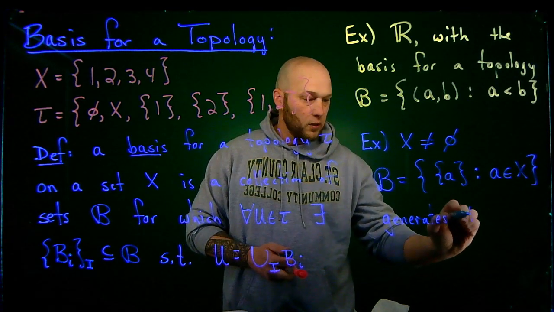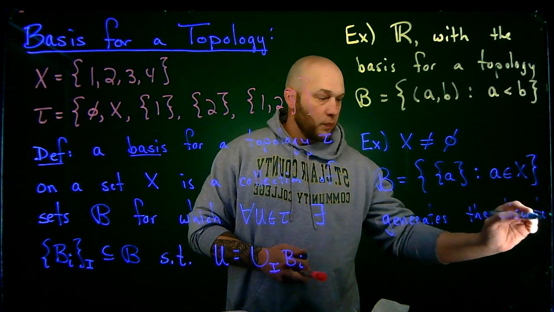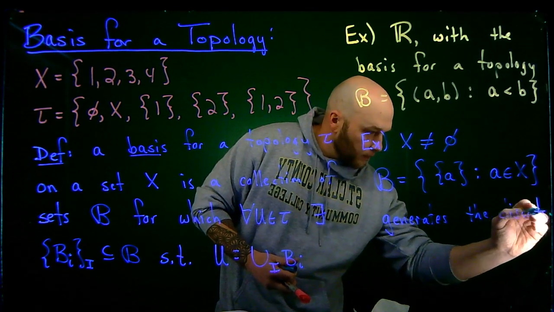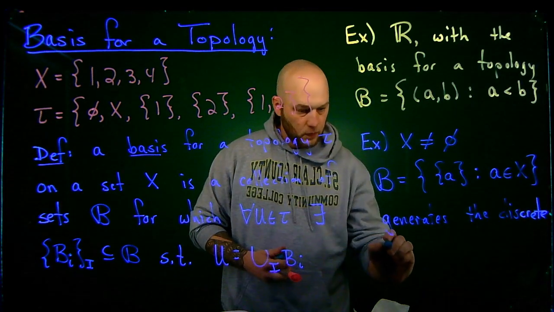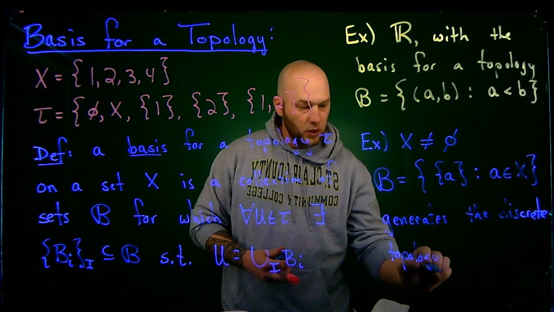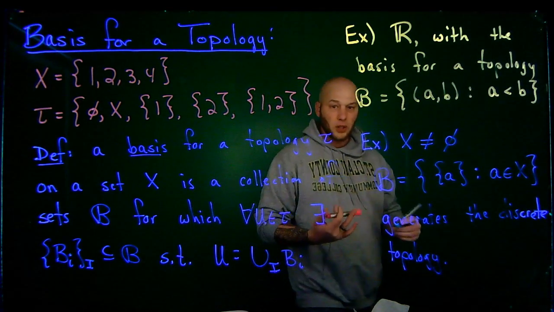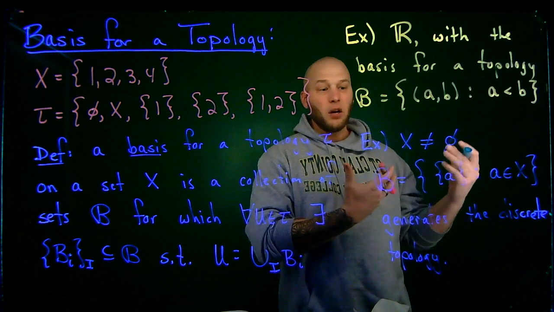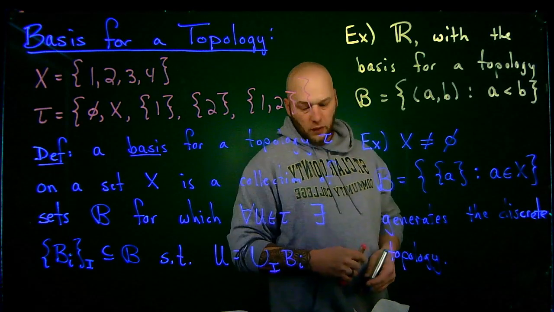Remember that the discrete topology was the topology in which every single set is open. And so if I take the collection B consisting of all singletons, I can generate any possible subset of X by just taking unions of singletons. Okay?